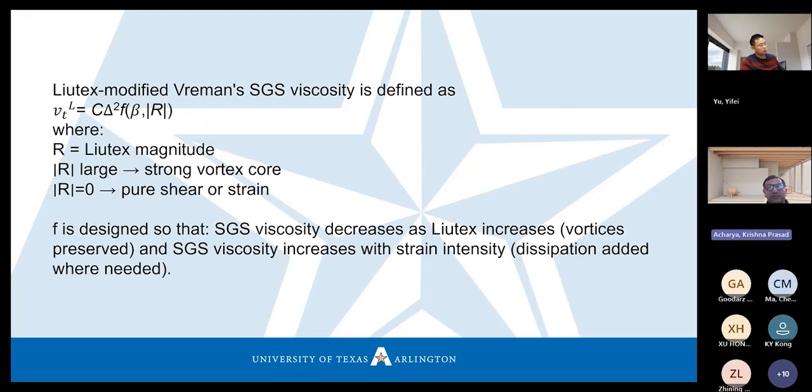Liutex-modified Vreman's SGS viscosity is defined as nu_TL equal to C delta squared times a function f of absolute R, where R is the Liutex magnitude. When absolute R is large, it is a strong vortex core, and when absolute R is 0, it is pure shear or strain. The function f is designed so that SGS viscosity decreases as Liutex increases, so that vortices are preserved, and SGS viscosity increases with strain intensity, so dissipation is added where needed.